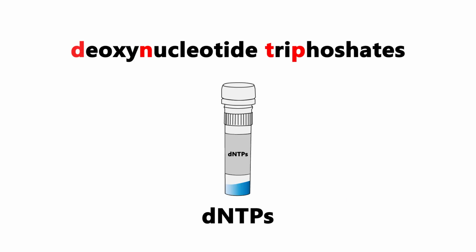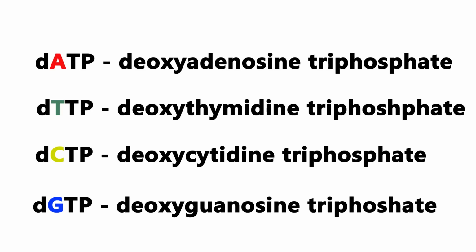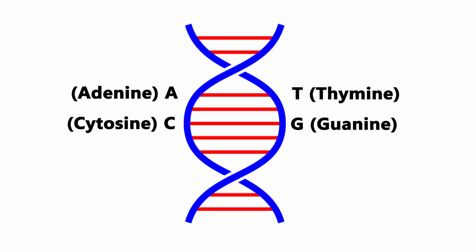Second, we have dNTPs. dNTPs are deoxynucleotide triphosphates. dNTPs consist of dATP, dTTP, dCTP, and dGTP. Adenine, thymine, cytosine, and guanine are bases of DNA. dNTPs are important during the extension phase, when bases are inserted into the backbone of the DNA.